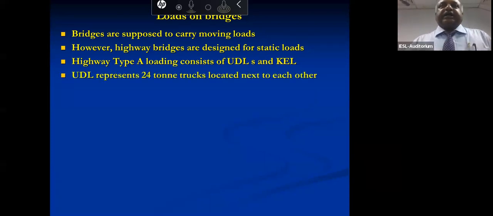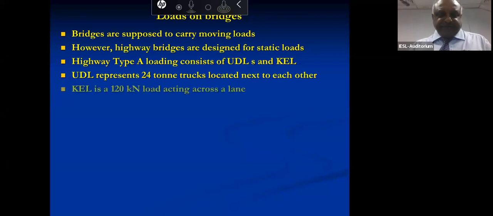So in the earlier case, we had type A and type B loading. Type A consisted of UDL and a knife edge load. The knife edge load was to represent the heavy axles, and the UDL represented 24 ton trucks, one after the other. So that's how they got the loading: 24 ton trucks of about 6 meter length, bumper to bumper. So it's one after the other, and that is the load that we considered as 30 kilonewtons per meter per lane.